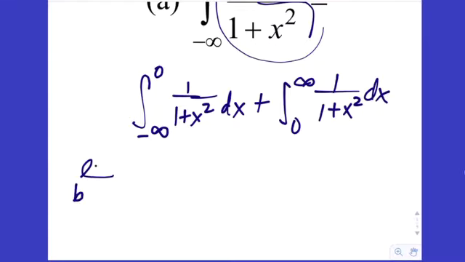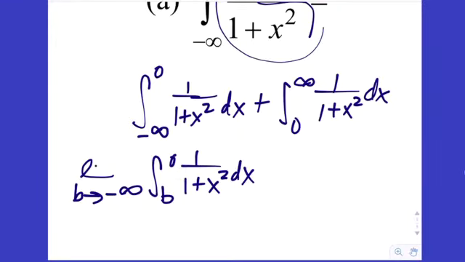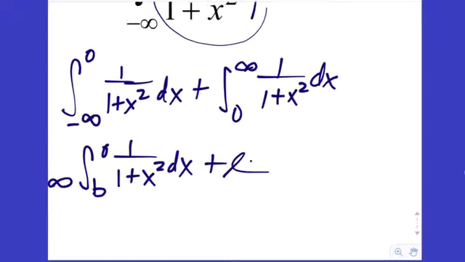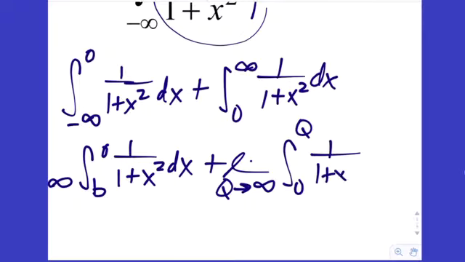So the limit as, I'll say b goes to negative infinity of the integral from b to 0 of 1 over 1 plus x squared dx, plus the limit as, I would probably stay away from b. Even though I've used it in the first term, I can maybe reuse it over here. But I would choose a different value, like, have we used q yet? Let's use q. Why not? Capital Q. As q approaches infinity of the integral from 0 to q of 1 over 1 plus x squared.